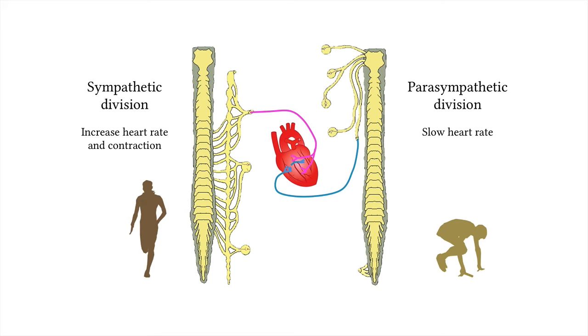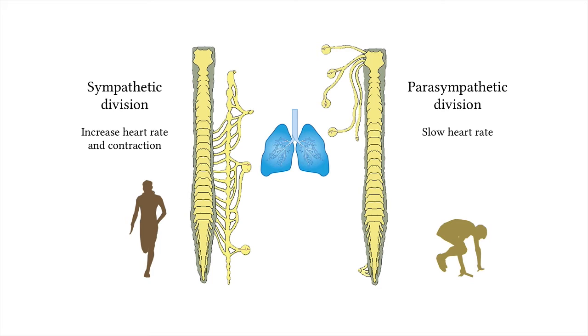Of course, when you run, you also need to take in more oxygen, and that means that your lungs need to take in more air. Both divisions of the autonomic nervous system are involved here as well. You see, the lungs are filled with bronchial tubes. When the sympathetic division of the autonomic nervous system sends action potentials down the neurons to your lungs, these tubes will dilate, becoming wider in diameter. Well, if they're wider, that means that more air can enter your lungs.